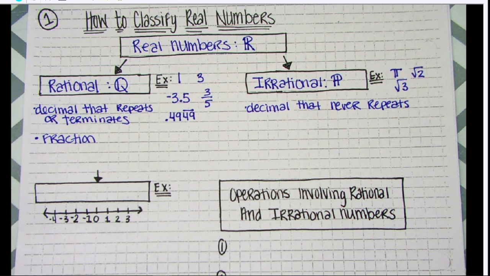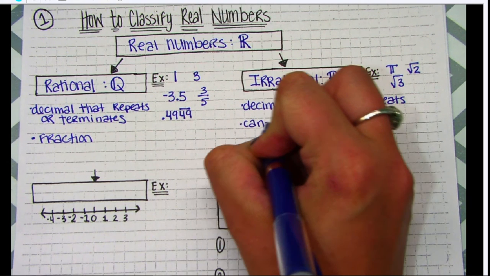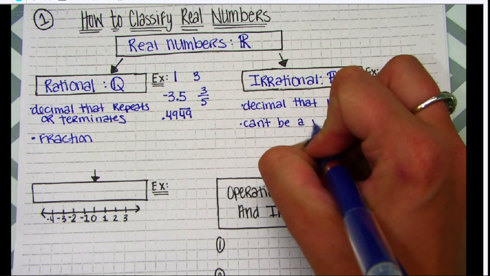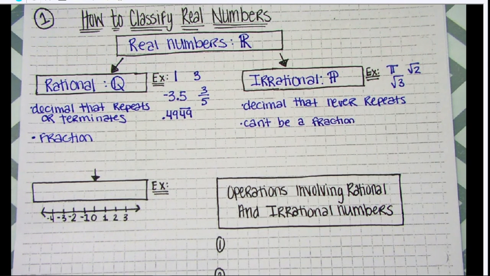That's why they kind of repeat the same numbers over and over, just because you should know off the top of your head that pi is irrational. It's a decimal that never repeats, and it can't be a fraction. So this is kind of where irrational ends. On page 2, we'll talk about imaginary numbers, but for right now, irrational is stopped.